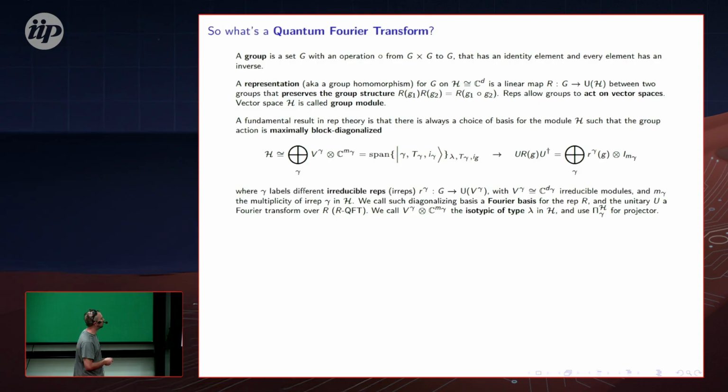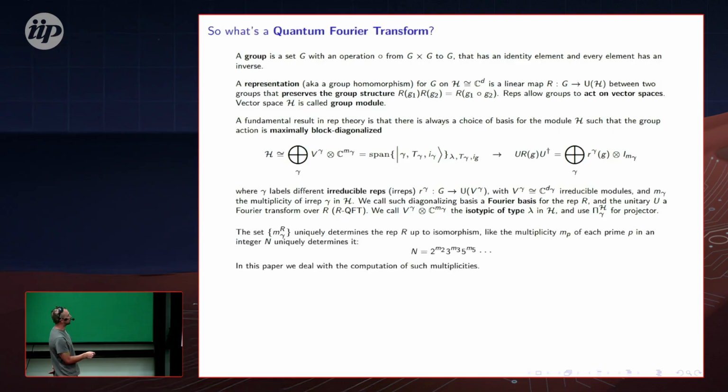All of these little blocks that are repeated the same number of times, the collection of all irreps of the same type, is called the isotypic component of type gamma in H. I'm going to use gamma for irreps of G. So this is the type gamma in H, and pi gamma is the projector into that subspace.